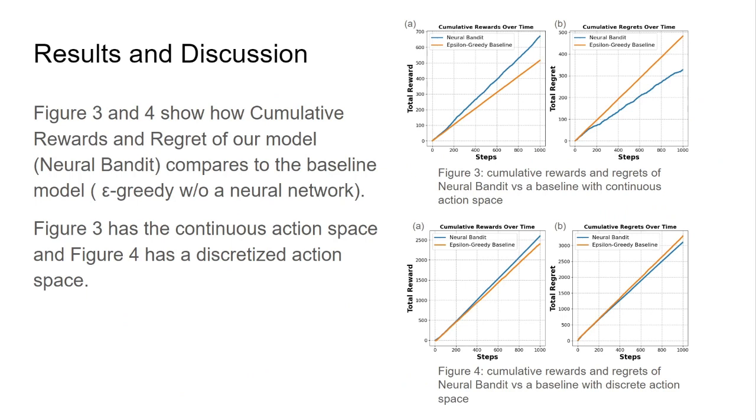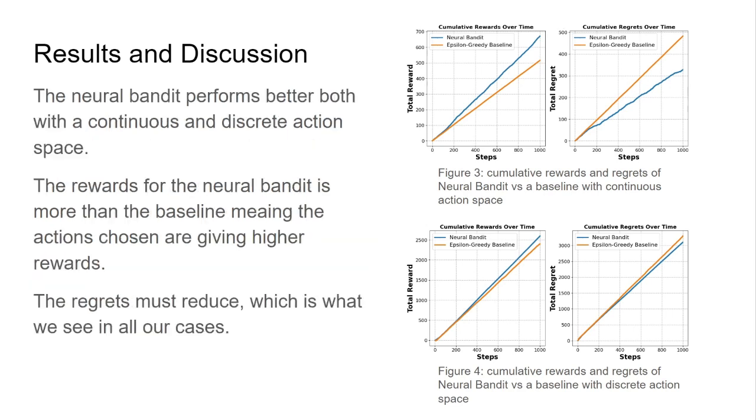So now for our results and discussion. Figures 3 and 4 show our cumulative rewards and regret of our model, which is the neural bandit, compared to the baseline model, the epsilon greedy. Figure 3 has a continuous action space, and Figure 4 has a discretized action space. So the neural bandit performs better both with continuous and discrete space. The rewards for the neural bandit are more than the baseline, which just means that the actions chosen are given higher rewards. That being said, the regrets that we see in all of our cases are a little high, so we still have to reduce this.